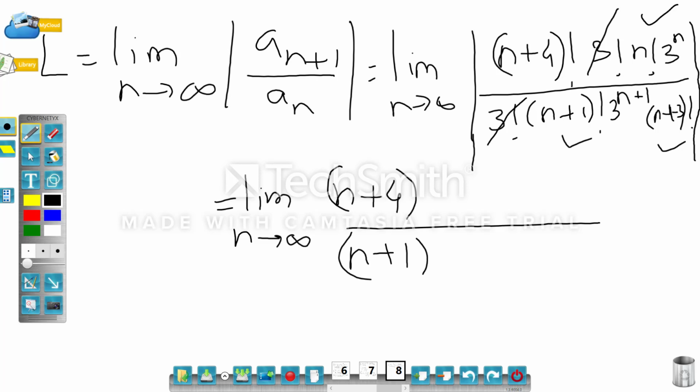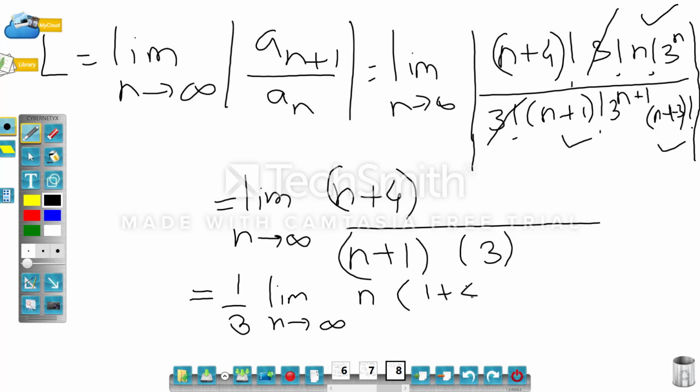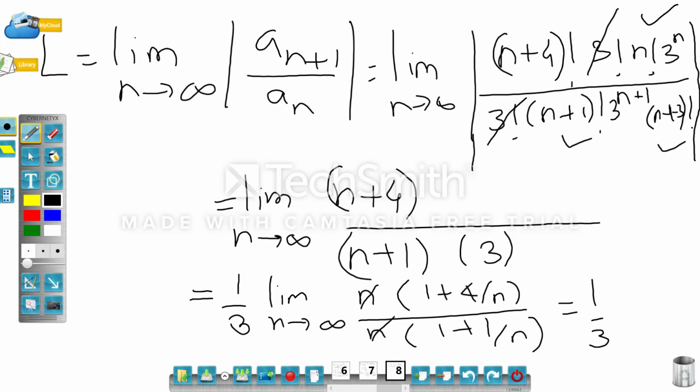3 raised to n upon 3 raised to n plus 1. 3 raised to n plus 1 is the same as 3 raised to n into 3. So one of the 3 raised to n will get cancelled, and we will have 3 in the denominator. So it is 1 by 3 times the limit as n goes to infinity. If I take n common from the numerator, it will be 1 plus 4 by n. Similarly, from the denominator, it will be 1 plus 1 by n. This n will get cancelled. As n goes to infinity, 4 by n goes to 0 and 1 by n goes to 0. So the entire bracket is 1. Now the final answer is 1 upon 3.